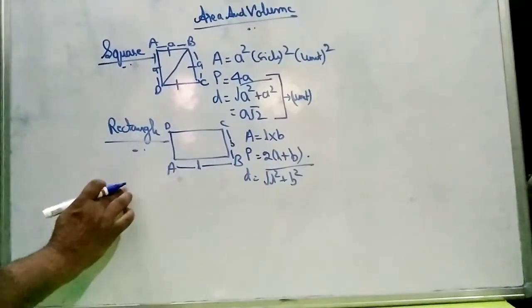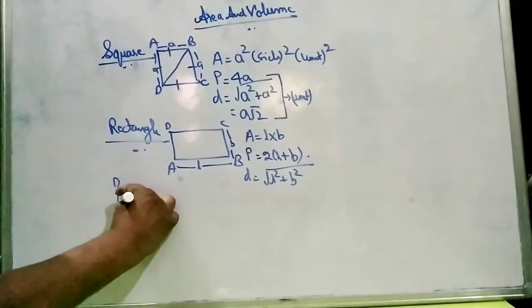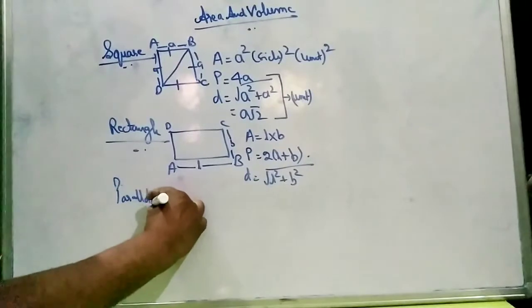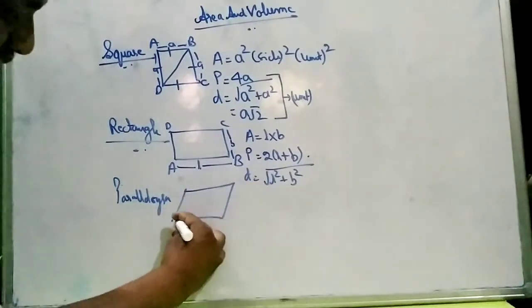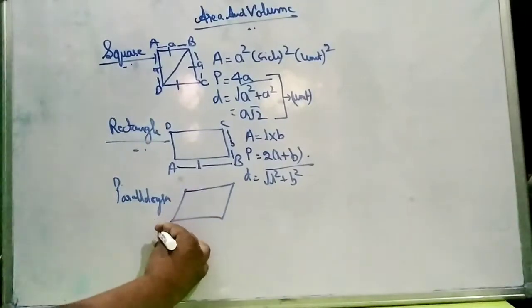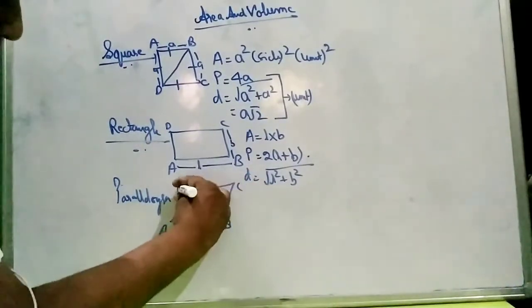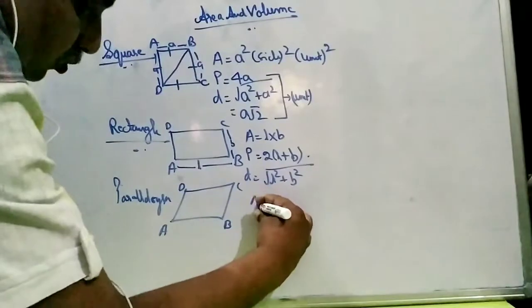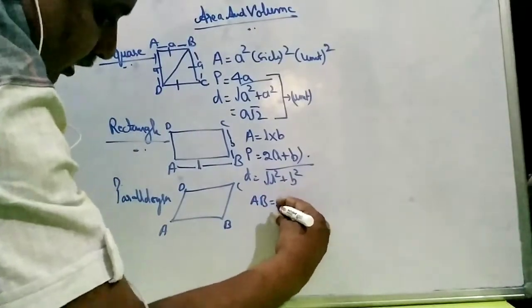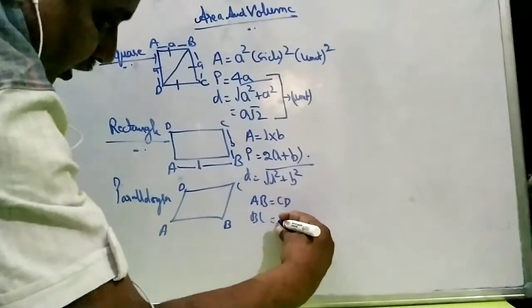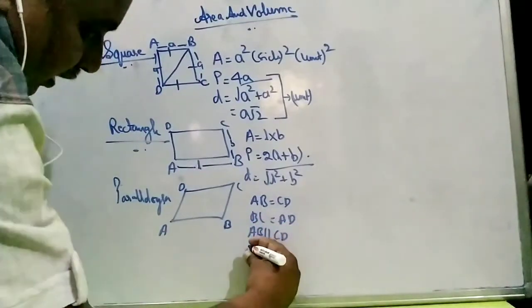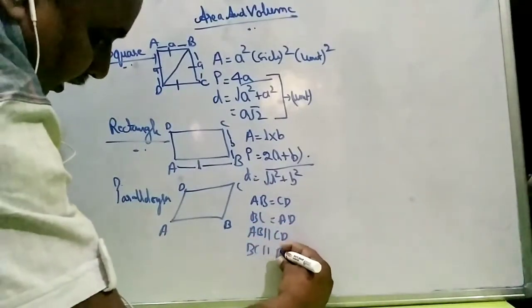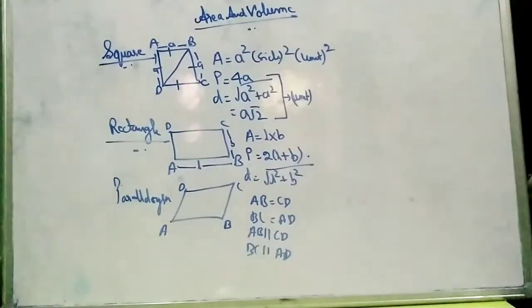Then comes the parallelogram, when opposite sides are parallel, A, B, C and D. Opposite sides are also equal: AB is equal to CD, BC is equal to AD, and AB is parallel to CD, and BC is parallel to AD.